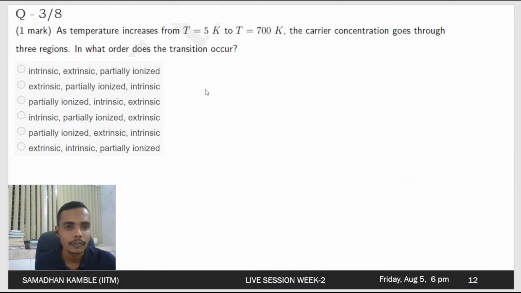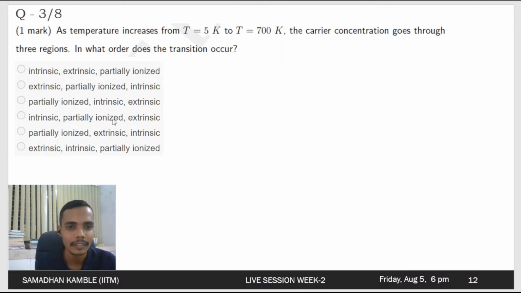It says, just a moment, let me check if recording is going on. Yes. Okay, so as temperature increases from T equal to 5 Kelvin to T equal to 700 Kelvin, the carrier concentration goes through 3 regions, and in what order does the transition occur?